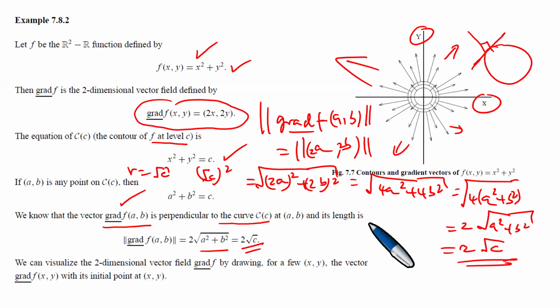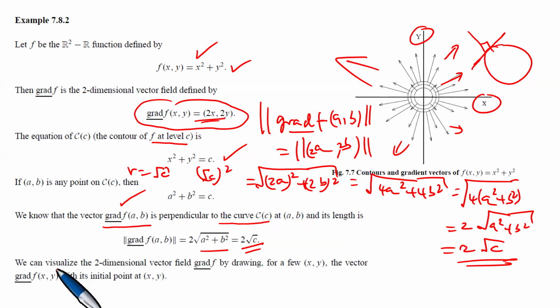So we showed therefore that these perpendicular things here are nothing other than the actual gradients, because the gradients themselves are these. And these vectors themselves are actually vectors that are perpendicular to the curve. What is the curve? The circle, x squared plus y squared equals C.